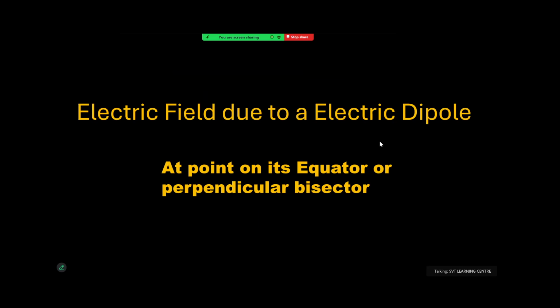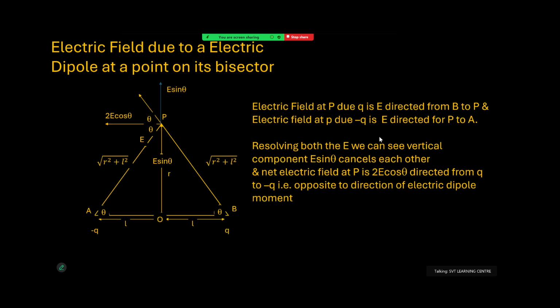Going further, we look at the electrical field due to an electrical dipole at the perpendicular bisector. So first we have an electrical dipole minus q, plus q. O is the center, P is a point on the bisector. It is at a distance r from the center of the electrical dipole, perpendicular distance. So the distance AP is root of L square plus r square. The distance BP is root of r square plus L square.